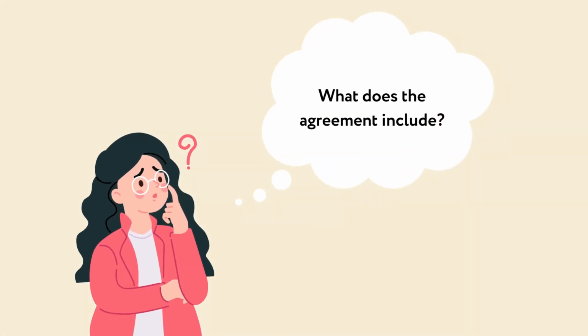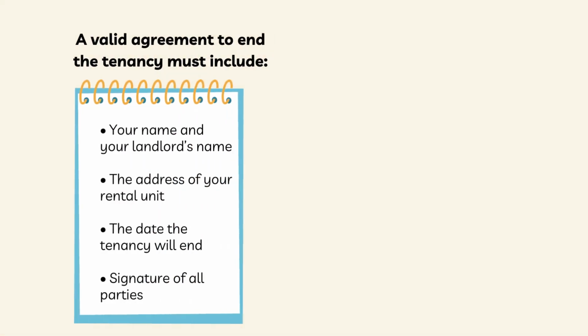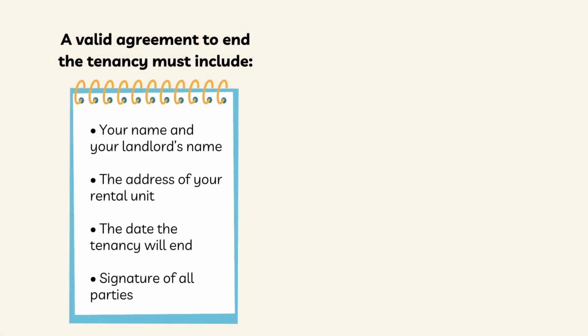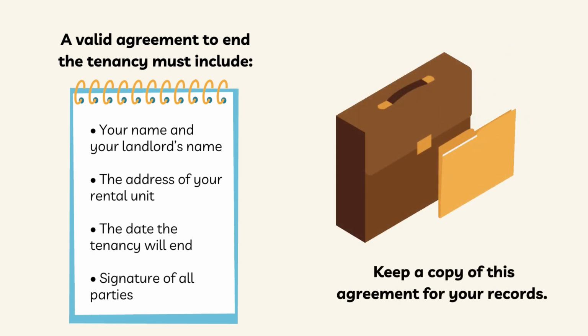What does the agreement include? A valid agreement to end a tenancy must include your name and your landlord's name, the address of your rental unit, the date the tenancy will end, and signature of all parties. You should keep a copy of this agreement for your records once it is completed.